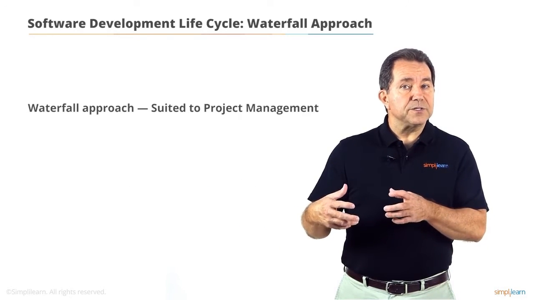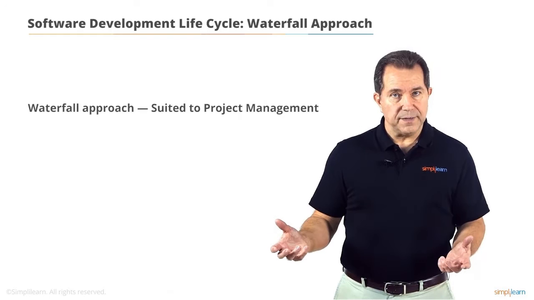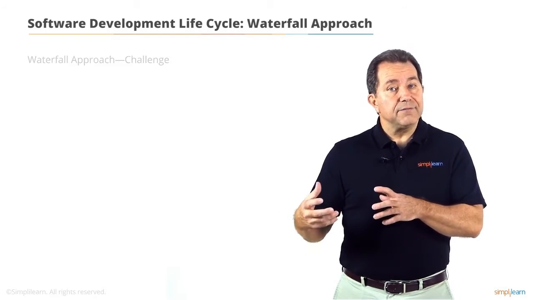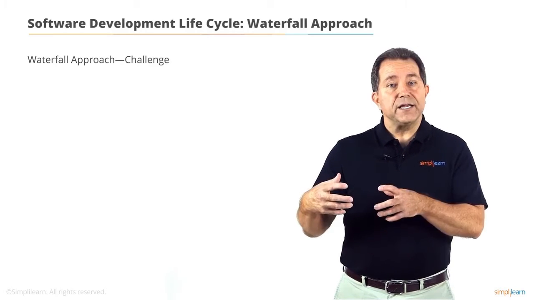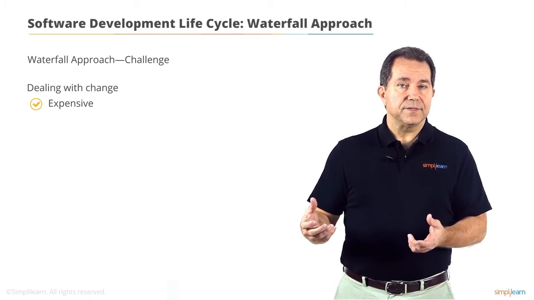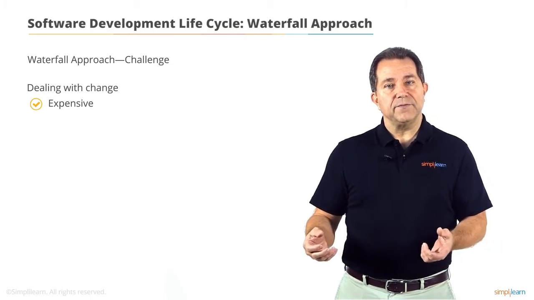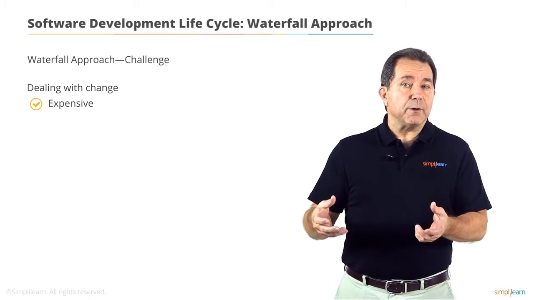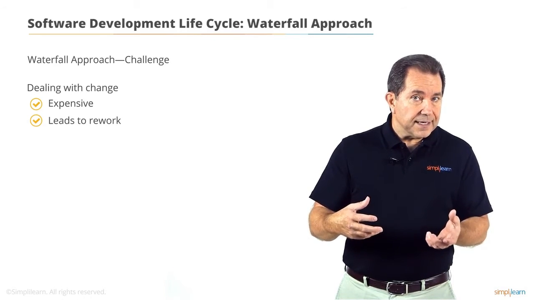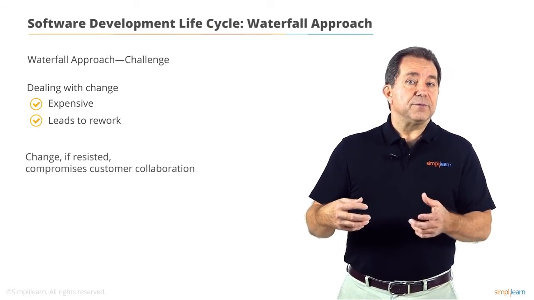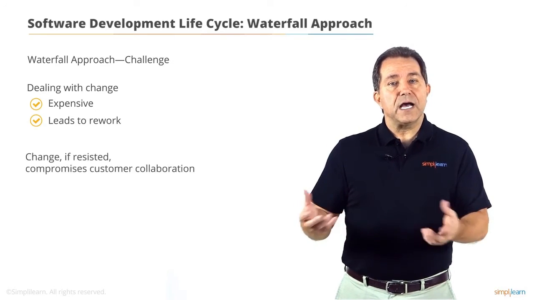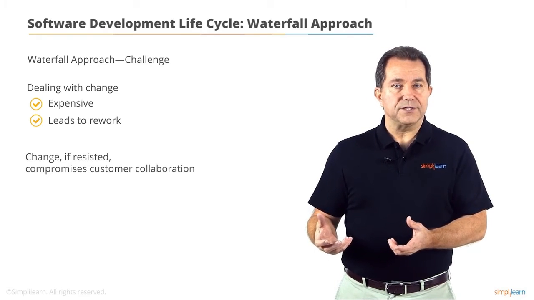This traditional approach is perfectly suitable and logical for project management. However, when it comes to software development, where there's a high level of complexity and uncertainty, the challenge is dealing with change. Change is not only difficult, it's very expensive. For example, if you discover a critical design flaw during verification, or if the requirements change during implementation, the amount of rework needed to correct these can be prohibitive. The result is a tendency to resist change, which in turn compromises the spirit of customer collaboration.